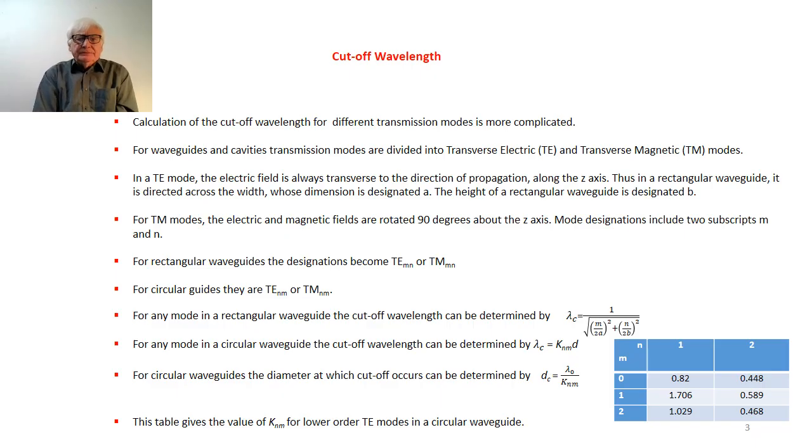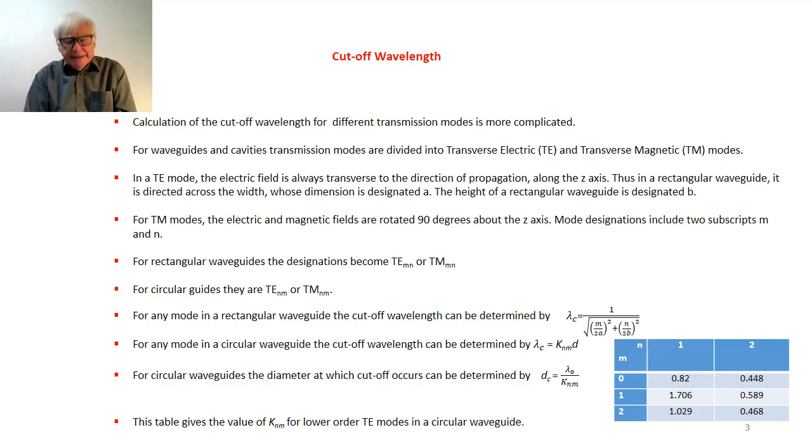In a TE mode, the electric field is always transverse to the direction of propagation along the z-axis. Now, in a rectangular waveguide, it is therefore directed across the width of the waveguide, whose dimension is designated A, whereas the height of the waveguide is designated B, and this is the direction of the magnetic field. For TM modes, the electric and magnetic fields are rotated 90 degrees about the z-axis.